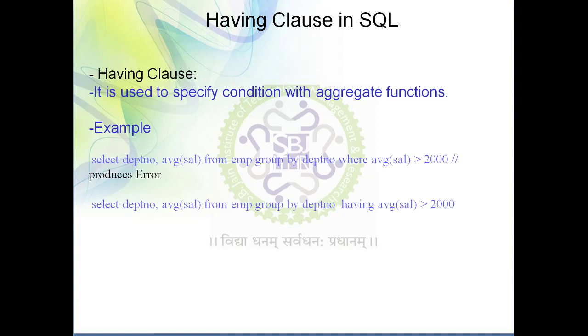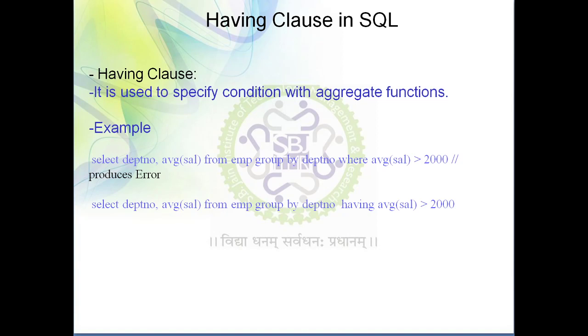I want to count the number of employees from city Nagpur. In that case, how can I write a query? Select count of employee number from EMP where city equals Nagpur. In this case, the condition is very simple: I want to count the number of employees who belong to city Nagpur. That means city equals Nagpur is a simple condition, so you can make use of the where clause.